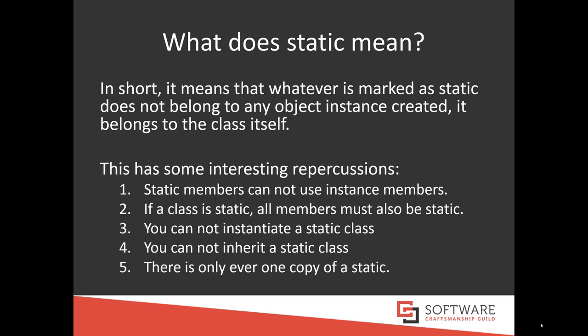If we mark a class as static, then all members of that class must also be static. And if it is marked static, you can't instantiate it. A static class cannot be used with the new keyword. You also cannot inherit static classes. We're going to get to that later when we talk about inheritance. And there's only ever one copy of a static.